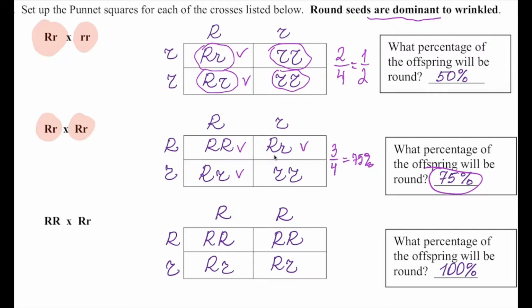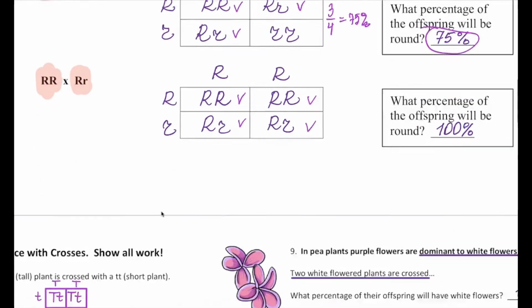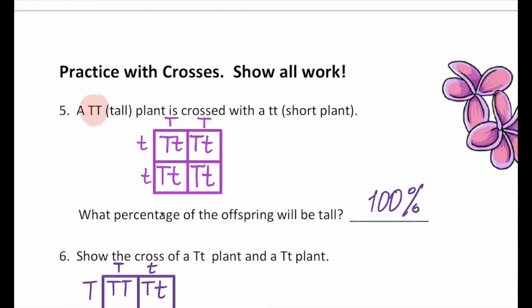And the last one, you have homozygous dominant and then 1 heterozygous. All your offsprings are going to have at least 1 dominant allele. So all of them are going to be round in our case. The next page, we have homozygous dominant, and then we have a homozygous recessive. And all of your offsprings are going to be heterozygous, and all of them will be tall because tall is dominant. So your percentage is 100.